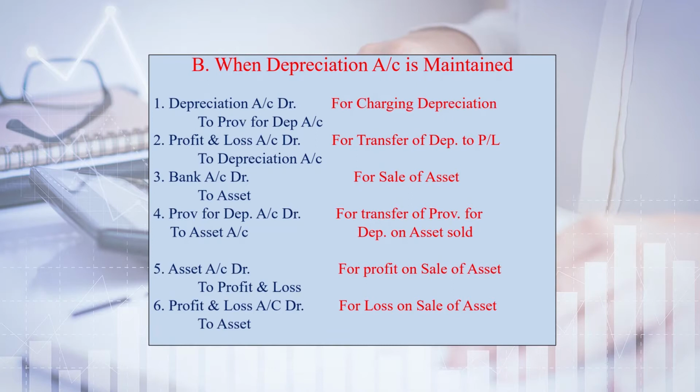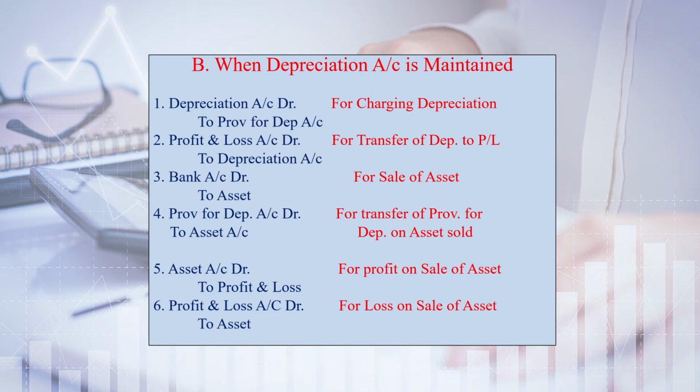In this case, the first entry for charging the depreciation is depreciation account debit to provision for depreciation. Instead of charging the amount of depreciation directly to the asset, we charge it to the provision for depreciation. So the amount of depreciation is not directly charged to the asset account. Then comes transferring of depreciation to the profit and loss account.